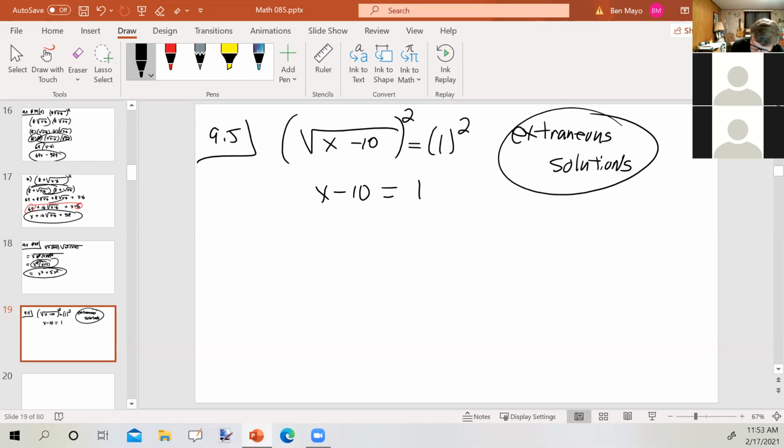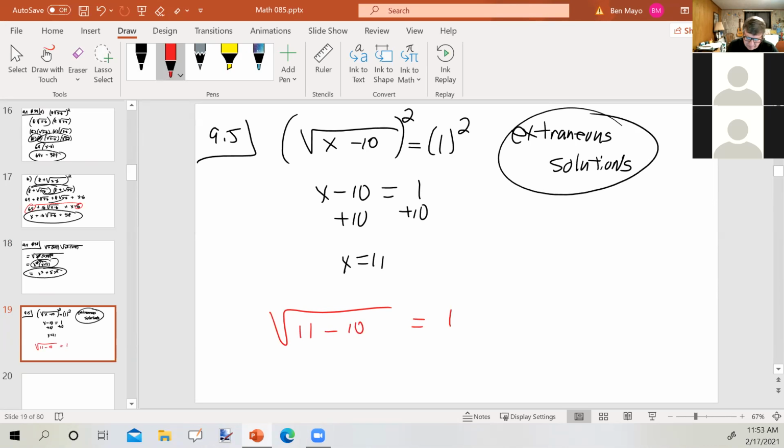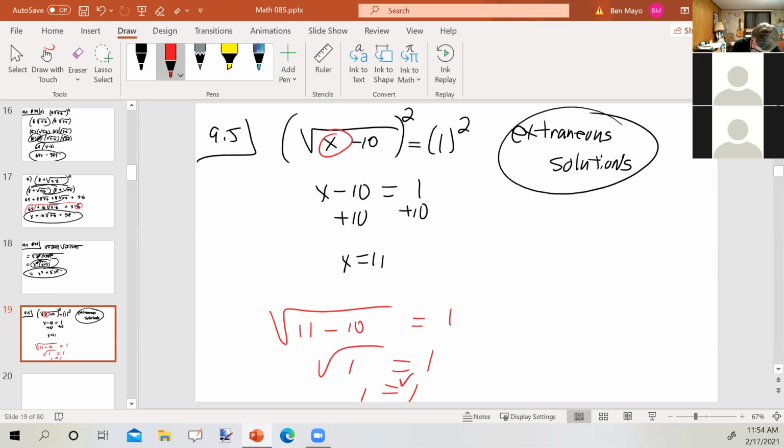Now, going on with this equation, I'm going to add 10 to both sides. So I get x equals 11. Let's check our work. If x is 11, plugging 11 in there, we get the square root of 1 equals 1, 1 equals 1, it checks. So this is not an extraneous solution, meaning that it does work. Any questions about that one?